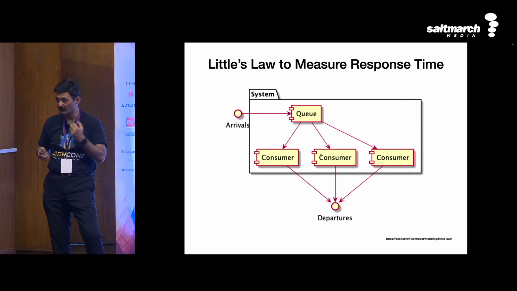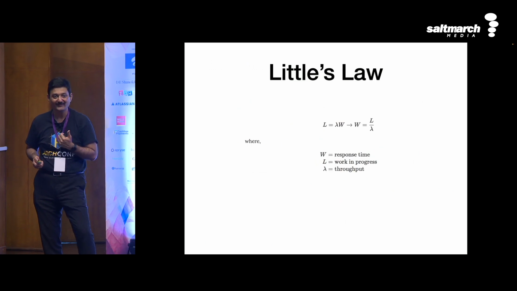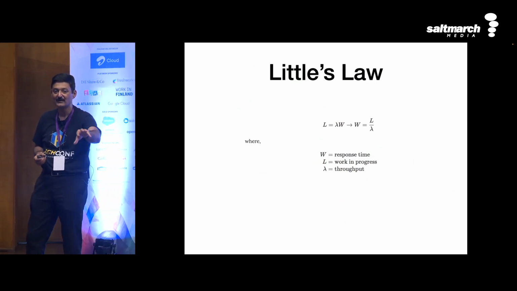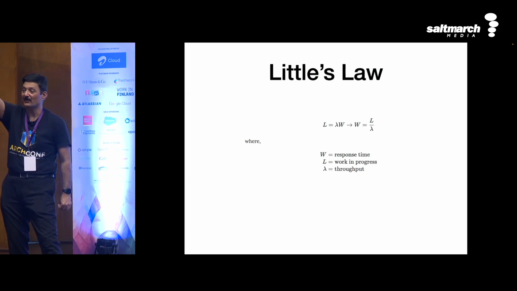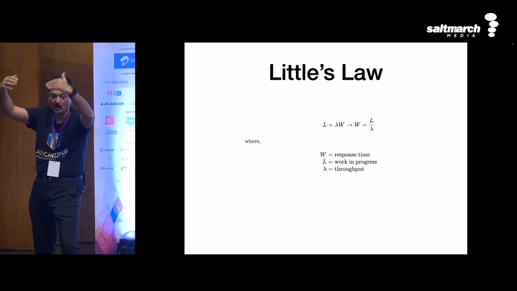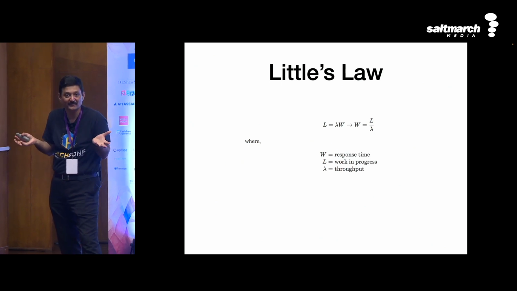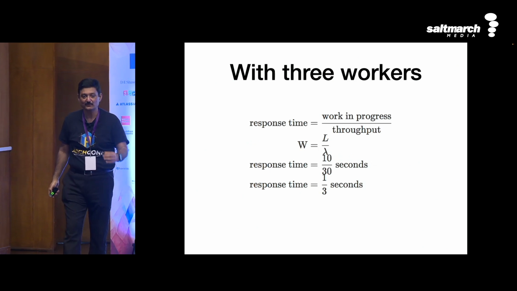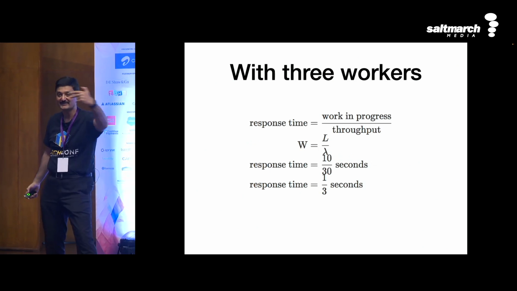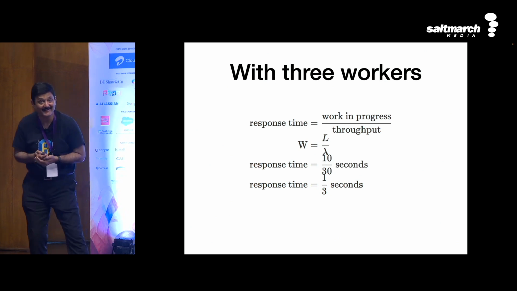Think about going to a restaurant, where so many people are coming in. Now what's happening is, Little's law says W is equal to L, which is work in progress, how much work is coming, over how much I can process, which is my workers who are processing the records, yeah? Which is the throughput. Using this calculation, if there are 10 requests coming in, and there are 3 workers doing 10 processing per second, then my response time is 1/3 seconds.